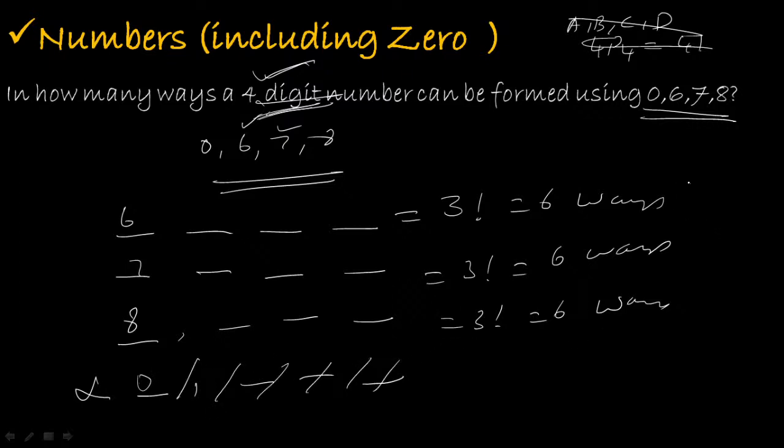So the total number of possible arrangements is obtained by adding all these values, that is 6 plus 6 plus 6, adding these values, you get 18 ways. So the total number of possible arrangements is 18 ways.